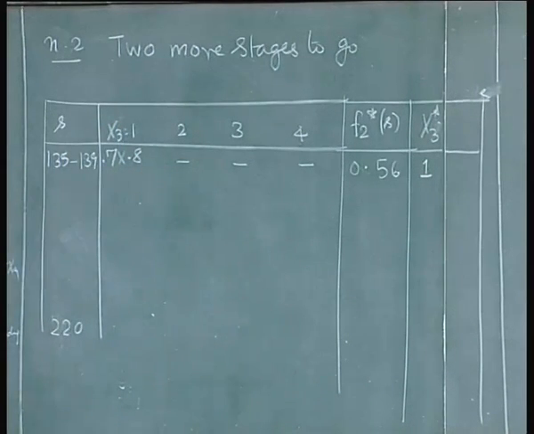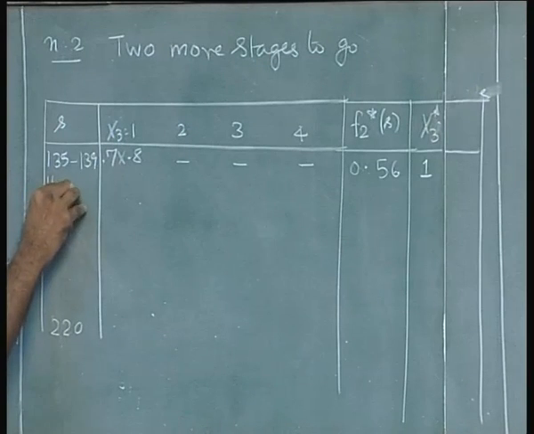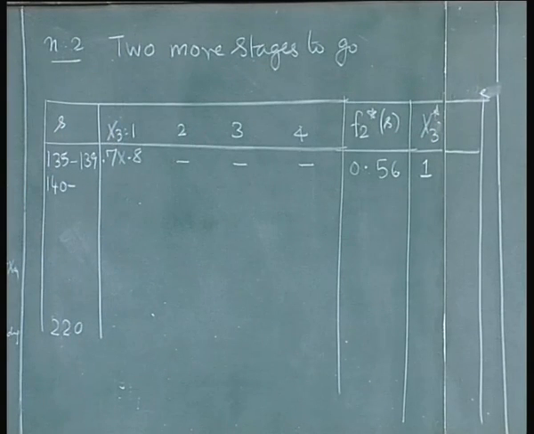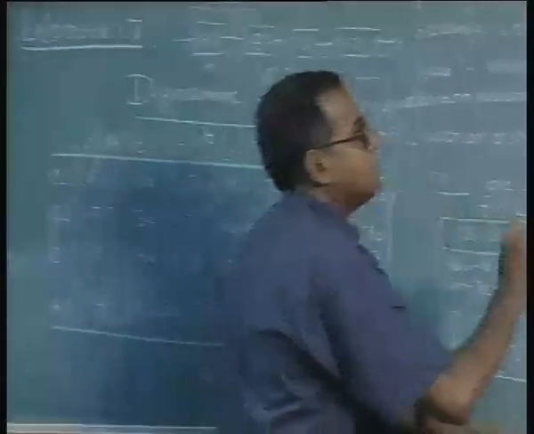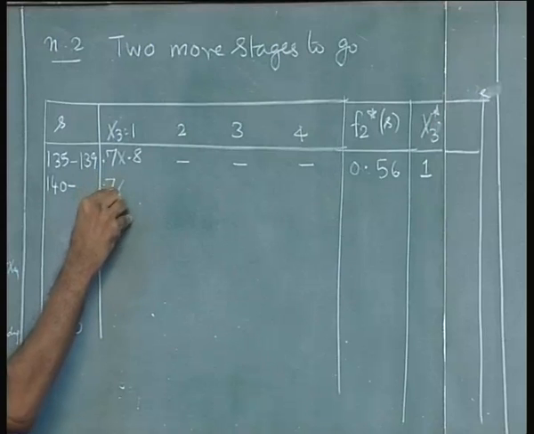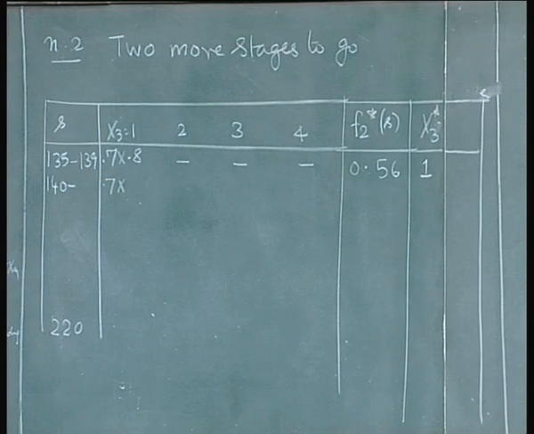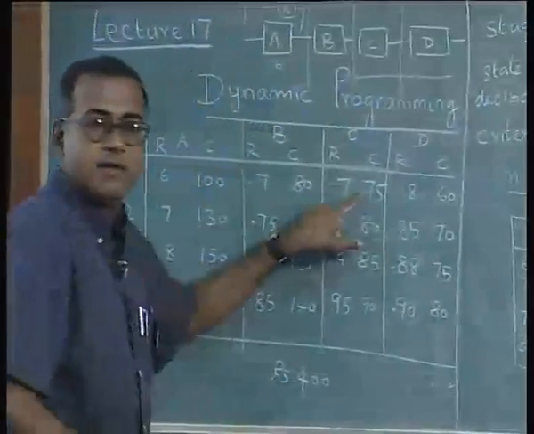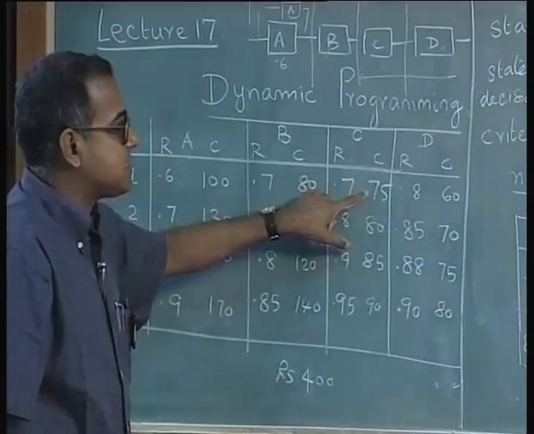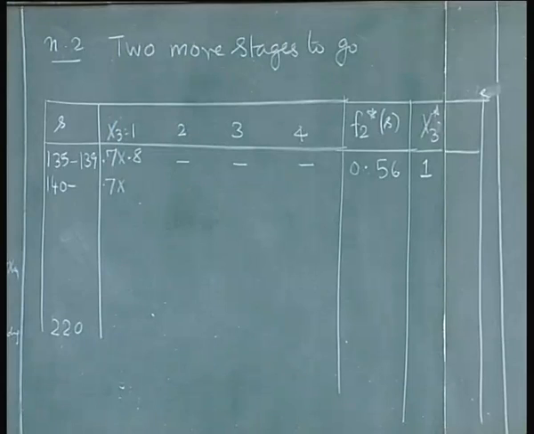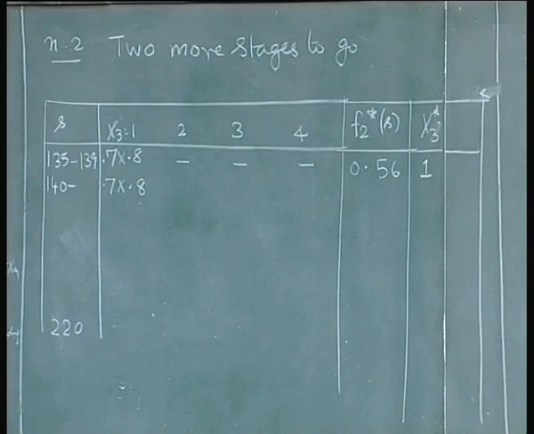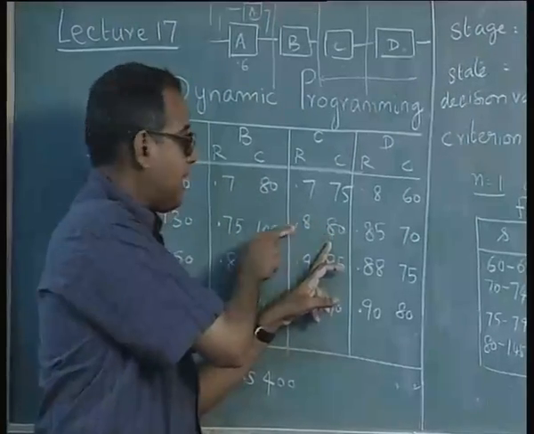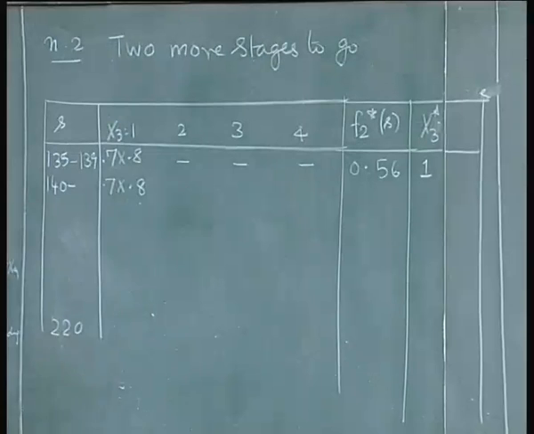Now when my state variable moves to 140, now what will happen is, I could have 2 alternatives. I could buy 1 of C, spend the 75, get 0.7, and spend 75 out of 140, so the balance would be 65, so 65 would give me again 0.8. But I can do another thing, I can spend 80 and buy 2 of C to get 0.8.